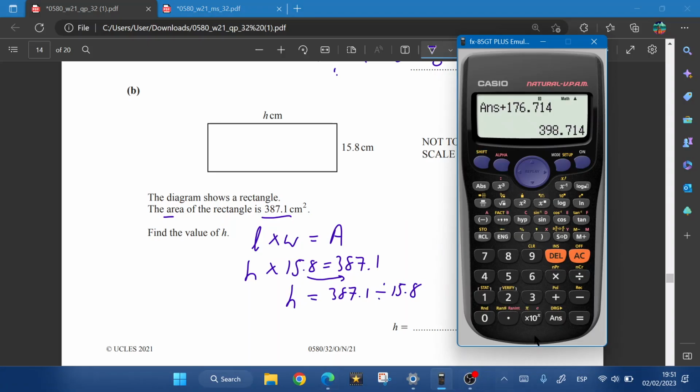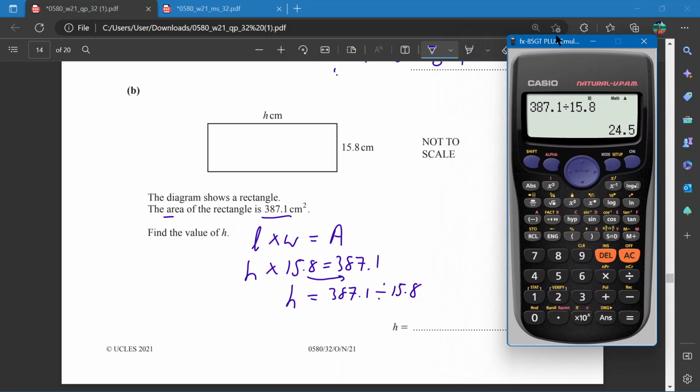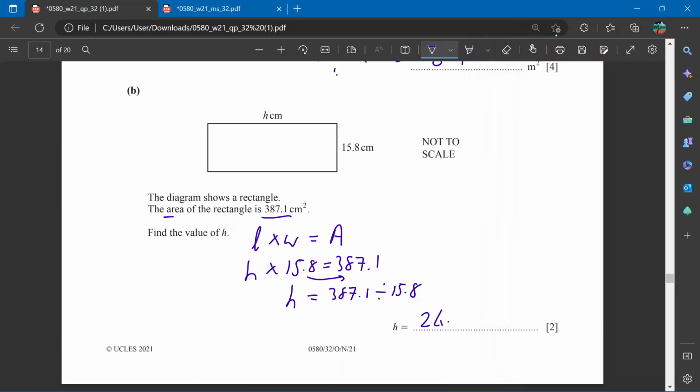So do that. There we go. 24.5. That is the height. The h. Bang on. 24.5.